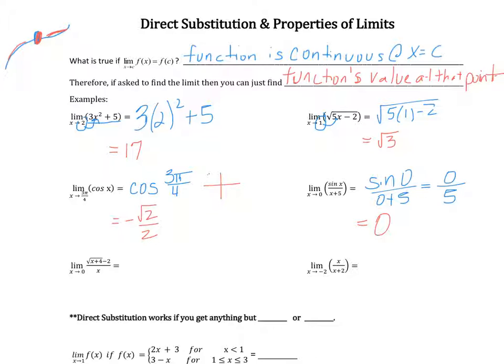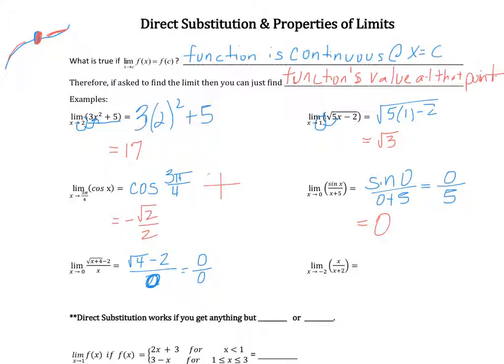Now, what happens on the next one? You're probably thinking, oh gosh, how is this hard? Direct substitution will always work. Well, let's look at the next one. If I plug in 0, that's the square root of 4 minus 2 over 0, so that's 2 minus 2 over 0, which equals 0 over 0. Yikes. What does that mean?